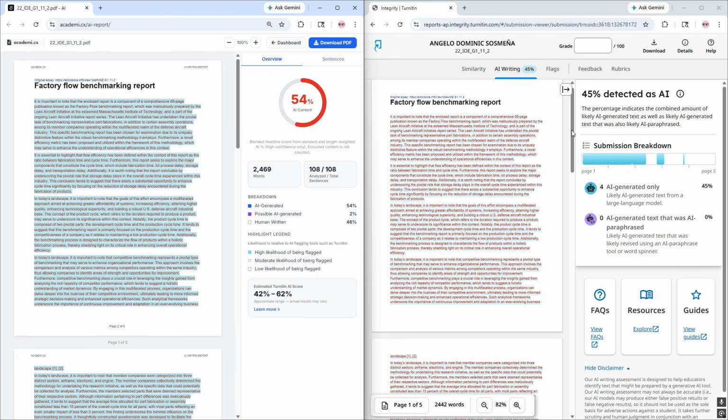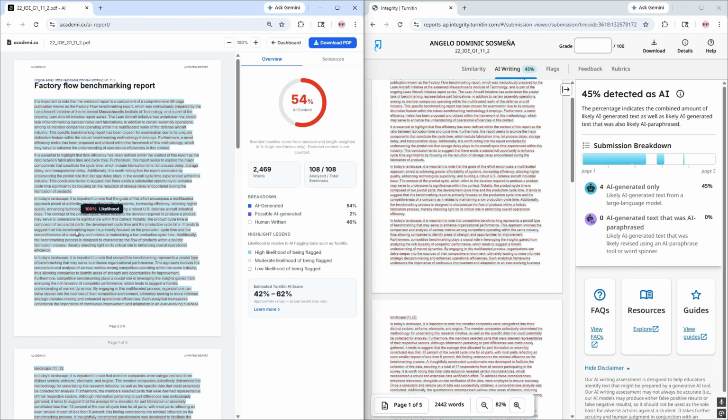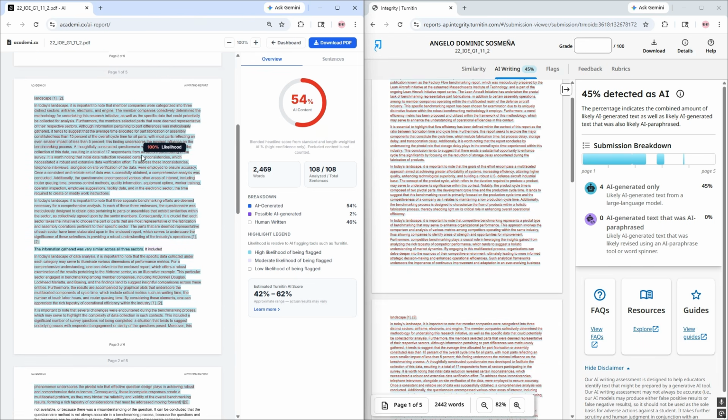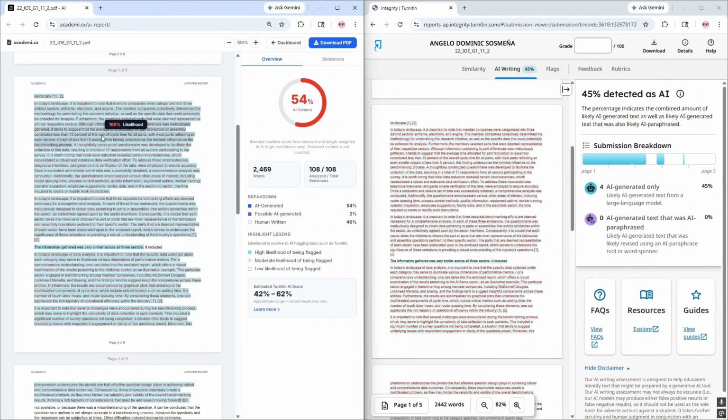It appears that there is a large congregation of AI at the start, and I'm sure that's going to be the trend throughout. So let's scroll down. First page, all considered AI, checks out. Second page, all AI, checks out.